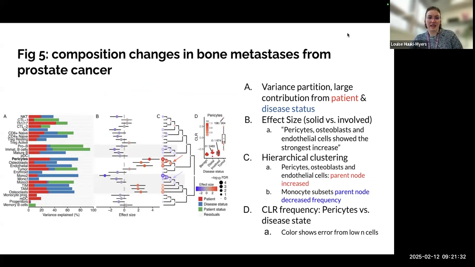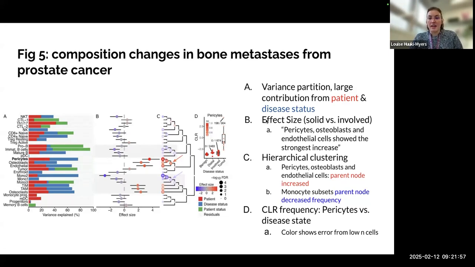So we're looking at composition change of metastases from prostate cancer. Again, we have our cell types, and we're looking at the variance. We can see that the variance partition is highly explained by patient, which is red, and then also blue, which is disease status, for most of these. And then in a couple of the cell types, you can see patient status. So we can actually explain a large amount of the variability for most of these cell types. It's kind of a contrast from some of the last ones we saw.